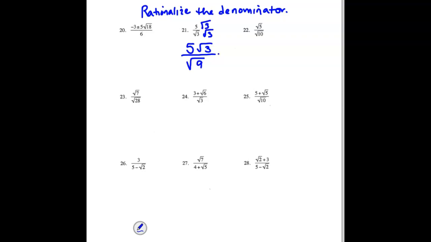We can then reduce the denominator to being just a plain 3. And we can't reduce the 5 and the 3. There's no common factors there, so that would be as simplified as we could go.